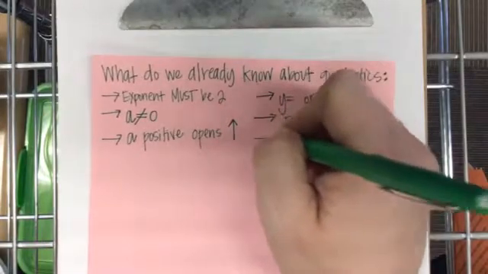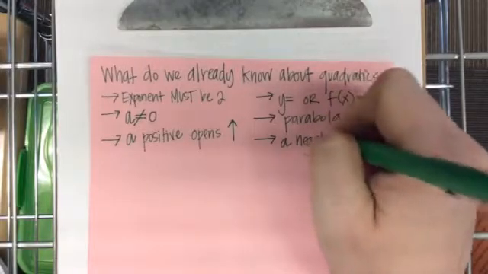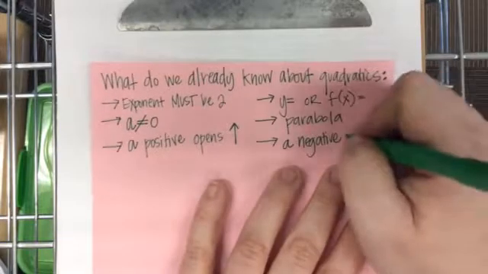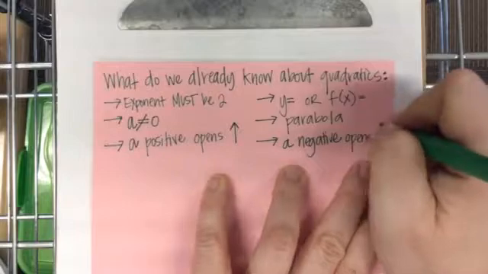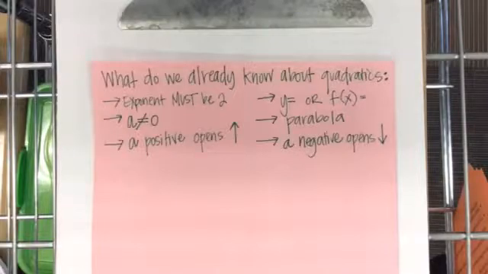I know if a is negative, it opens down, like a frowny face. It opens down. Or like a lowercase n, like a lowercase n without the stem.